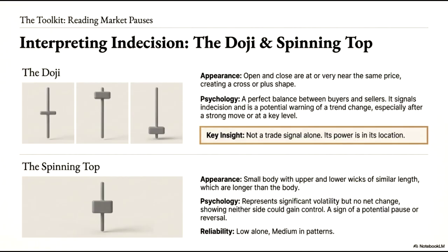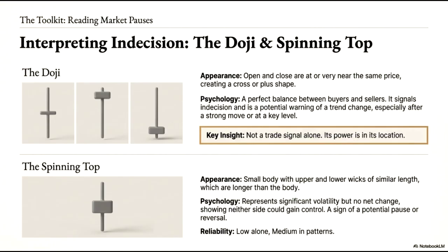Now, let's look at how to interpret market indecision by focusing on two key candlestick patterns, the doji and the spinning top. Starting with the doji, you'll recognize this by its distinct cross or plus shape. This occurs when the open and close prices are at or very near the same level, representing a perfect balance between buyers and sellers. Psychologically, it signals a moment of pure indecision and serves as a potential warning of an upcoming trend change, especially if it appears after a strong price move or at a key support or resistance level.